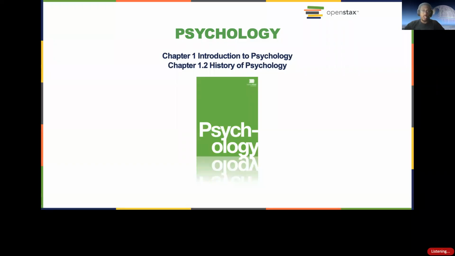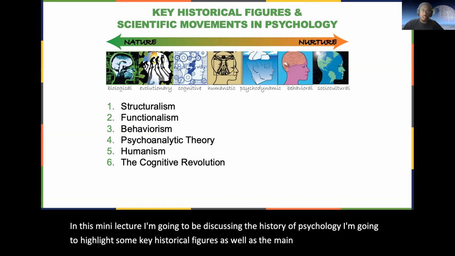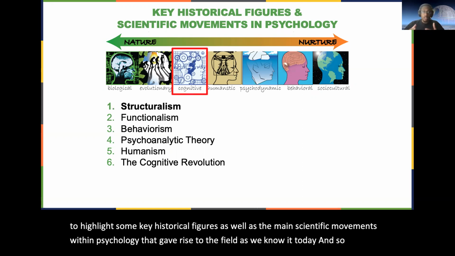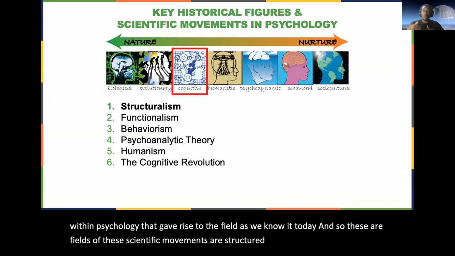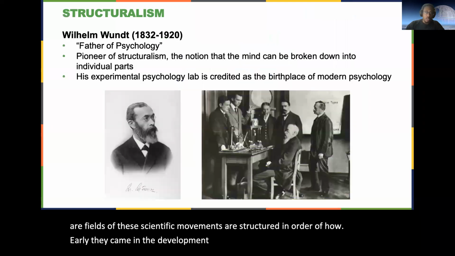In this mini lecture, I'm going to be discussing the history of psychology. I'm going to highlight some key historical figures as well as the main scientific movements within psychology that gave rise to the field as we know it today. And so these scientific movements are structured in order of how early they came in the development of psychology. So the first movement was structuralism.